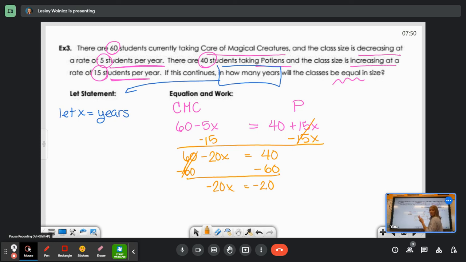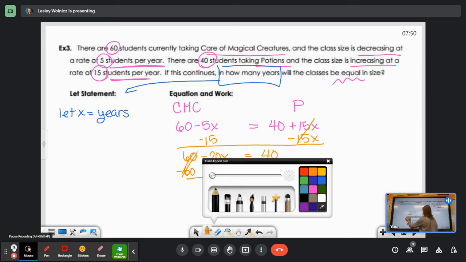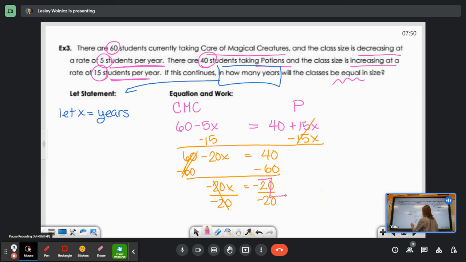I have multiplication between my negative 20 and my x, so I have to divide to undo it. So I'm going to divide both sides by negative 20. And these cancel. These also cancel. They make a 1. So I get x equals 1.